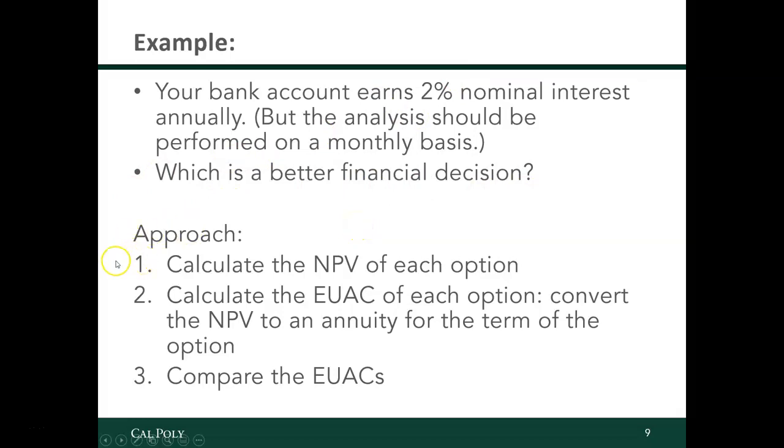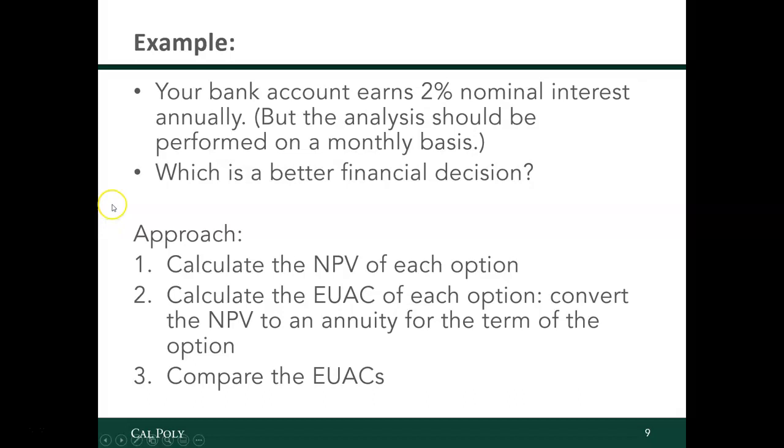Okay, so here's our approach. We're going to calculate the net present value of each option. We're going to calculate the equivalent uniform annual cost of each option by converting that NPV to an annuity for the term of the option. And then finally, we're going to compare the equivalent uniform annual costs.